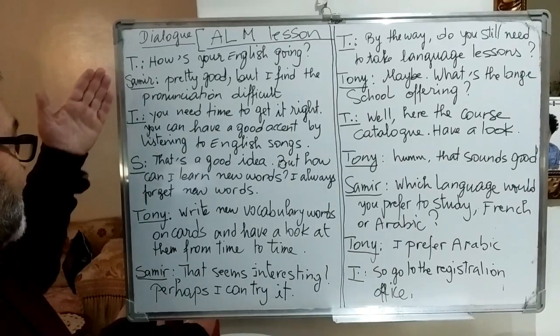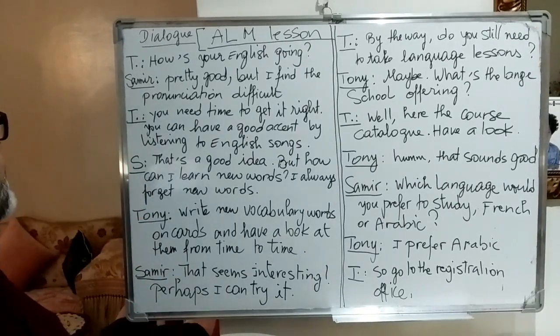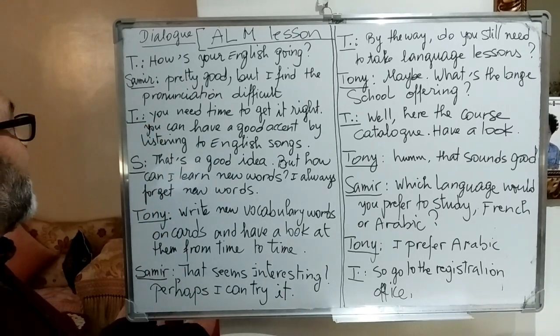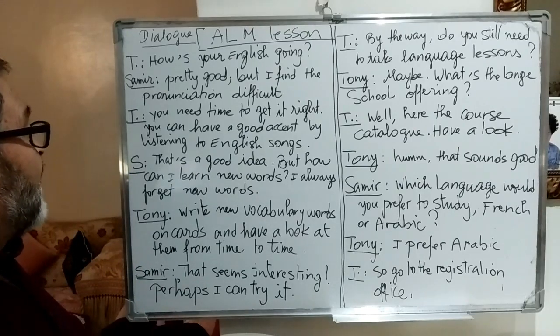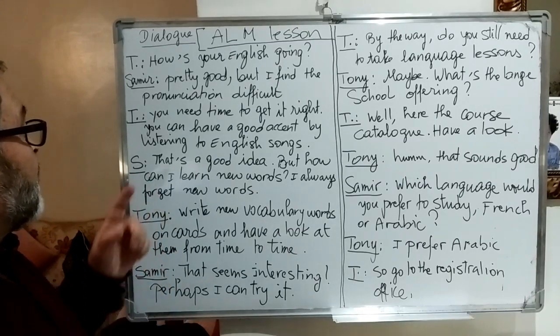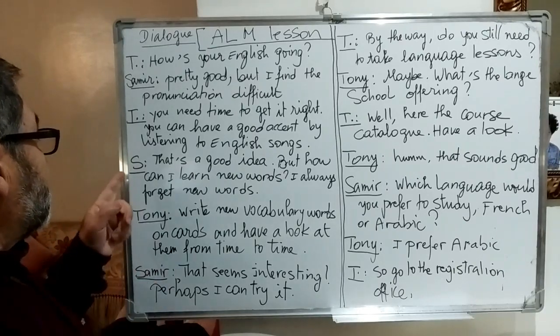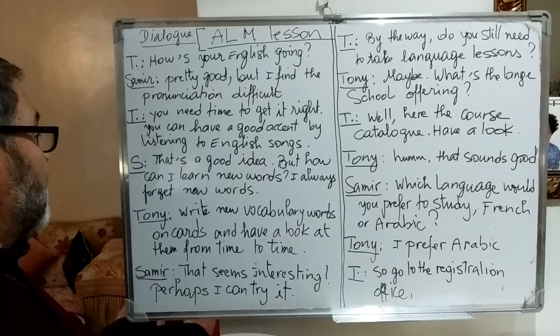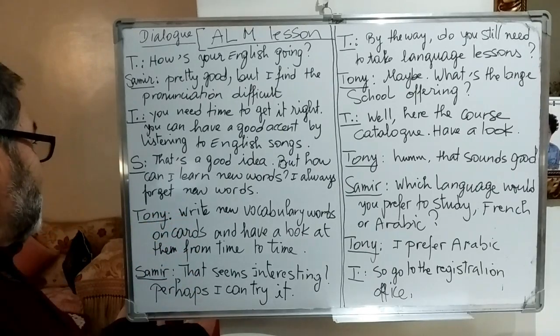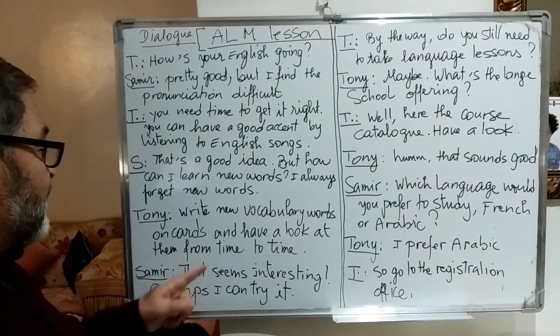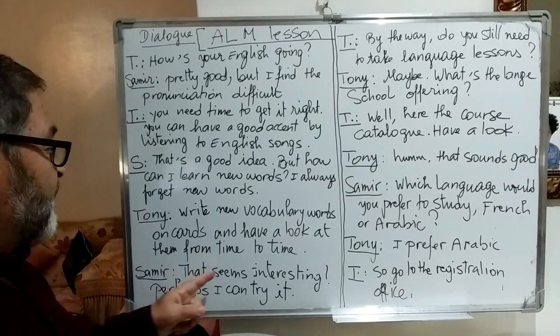So this is the dialogue. Teacher and student, they are speaking. How is your English going? Samir, pretty good, but I find the pronunciation difficult. Teacher, you need time to get it right. You can have a good accent by listening to English songs. Samir, that's a good idea, but how can I learn new words? I always forget new words. Tony, write new vocabulary words on cards and have a look at them from time to time.